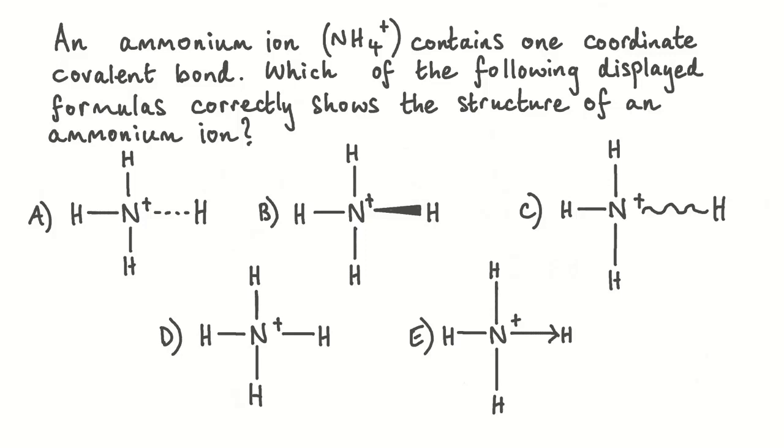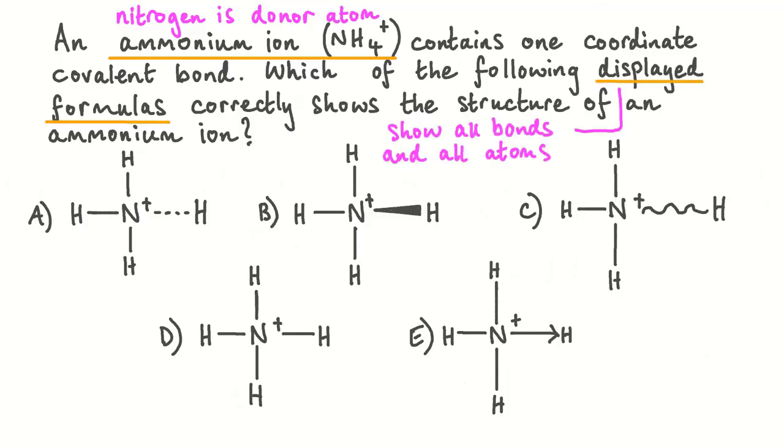An ammonium ion NH4+ contains one coordinate covalent bond. Which of the following displayed formulas correctly shows the structure of an ammonium ion? In the ammonium ion, which has the formula NH4+, nitrogen is the donor atom as far as the formation of the coordinate covalent bond is concerned. We're being asked to identify the displayed formula of the ammonium ion in this question. The displayed formula shows all bonds and all atoms in the structure.